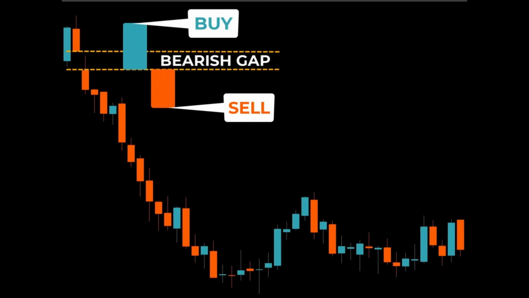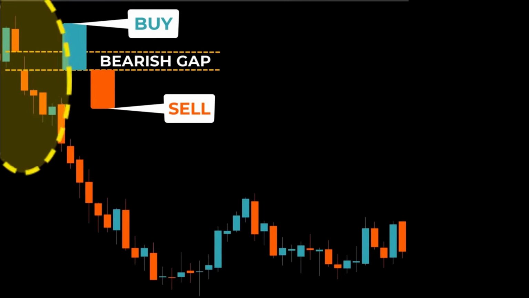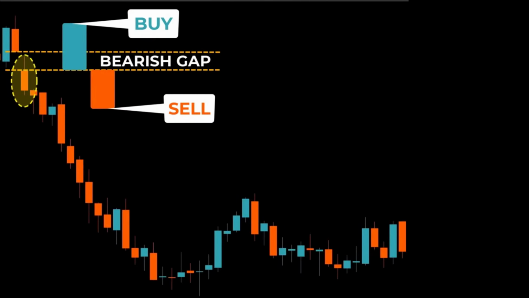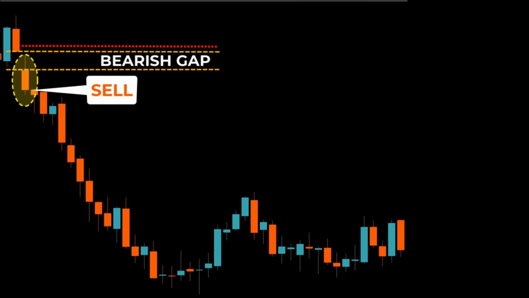Now in this case, what actually happened? The price dropped hard, forming a strong bearish candle, a clear confirmation that the market is set to continue its downtrend. So, the smart move: enter a sell trade as soon as the next candle opens, and place your stop loss right above the last candle before the gap.